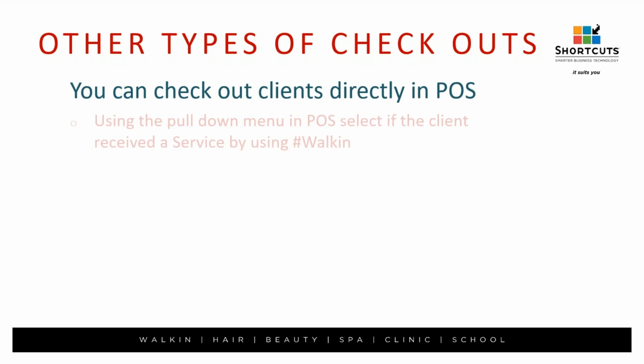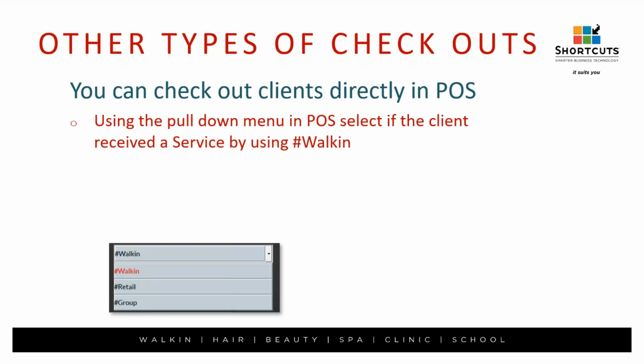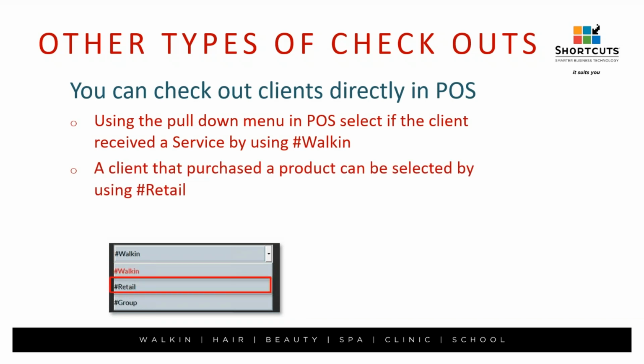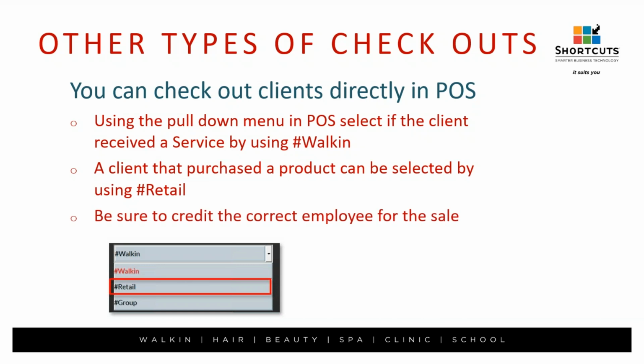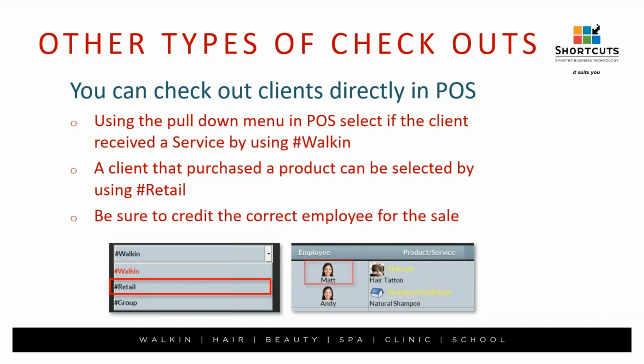So other types of checkouts. So in the point of sale screen, you do have the ability to check out a walk-in customer or just a retail customer. Because sometimes you get a customer that walks in, they're not a regular, and they don't want to give you their name or number or any other personal information. They just want to get a bang trim and they're leaving. So in that case, you can check them out directly from the point of sale by choosing hashtag walk-in. You tell Shortcuts who's the employee, what service did they perform, and that's it. Same thing for retail. If a customer just walks in off the street and they want to buy a product, then you can check them out directly in the point of sale.